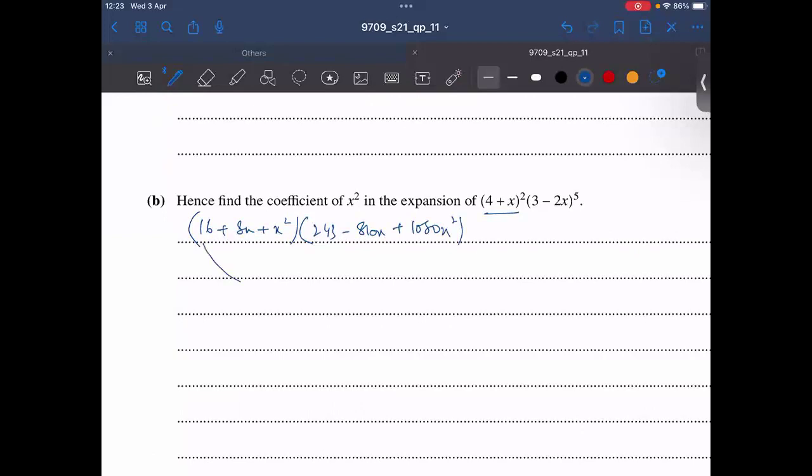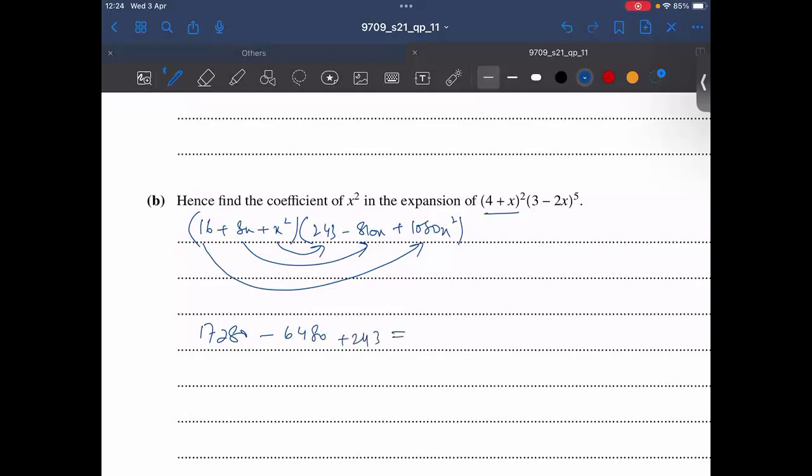So I'm going to be multiplying 16 with 1080. We're multiplying 8x with minus 810 and then this. So can you just tell me what are the coefficients that you're getting? 16 times 1080 is how much? 17280. Okay. And then 8 times 810? 6480. Minus 6480. Okay, yeah. And then we have 243.